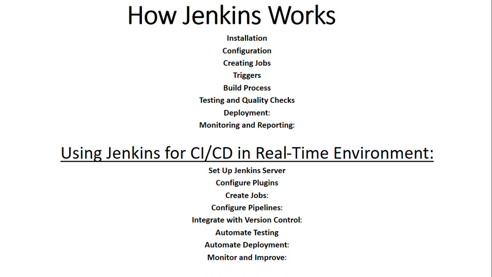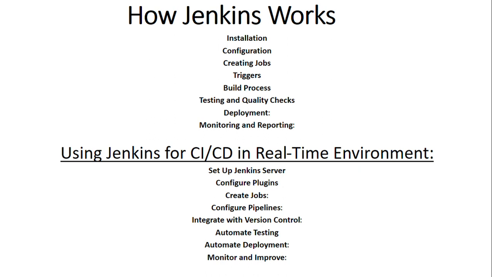Then third, you need to create a job as defined in Jenkins. Job means task. So define Jenkins jobs to automate various stages of your CI/CD pipeline such as building, testing, and deploying the code. Next is configuring pipelines: use Jenkins pipelines to define complex workflows using Jenkinsfiles. Pipelines allow you to define stages, steps, and conditions for executing tasks in your CI/CD process. Then integrate with version control, meaning configure Jenkins to trigger builds automatically when changes are pushed to your version control repository, for example Git.